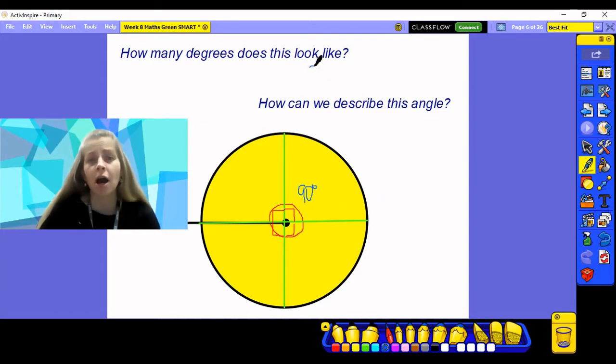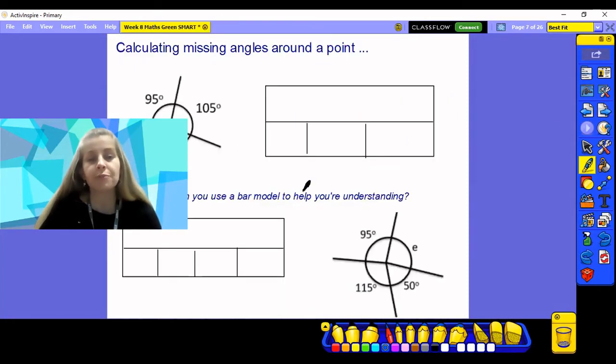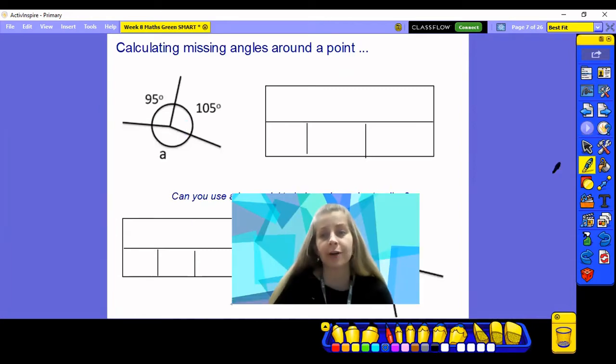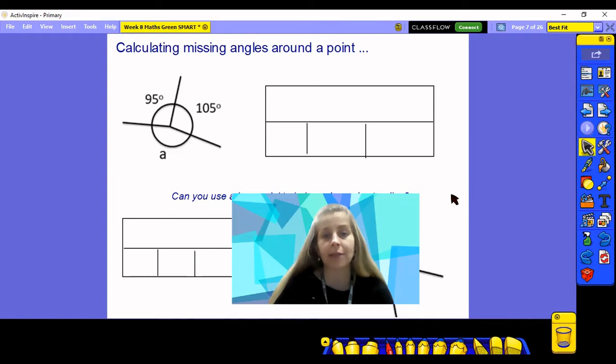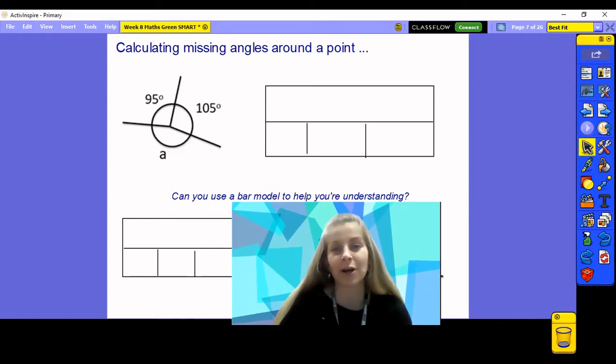So today, 360 degrees is a really important number to hold on to when we're calculating missing angles around a point. So have that as your key bit of knowledge, write it down because it will help you in all your questions today. So moving on, we have 2 questions here that we're going to look at. We'll look at the first one at the top, and then go on to the second one, so we can look at them one at a time.